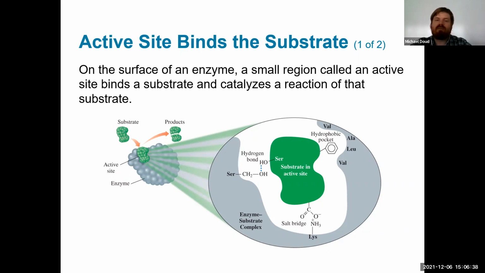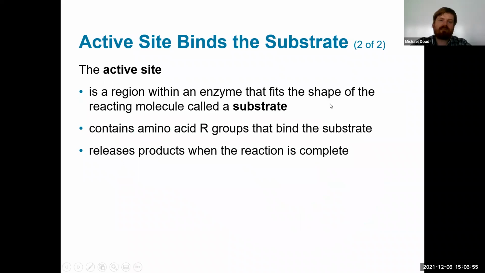And on the surface of an enzyme, there's going to be a small region that's actually responsible for where the reaction takes place, and we call that an active site. The active site will bind a substrate, and then some reaction is going to occur with that substrate. Substrate is just a reactant. So this word active site, again, it's a region on an enzyme, and it fits whatever shape of the reacting molecule is going to be, and that's what's called a substrate.